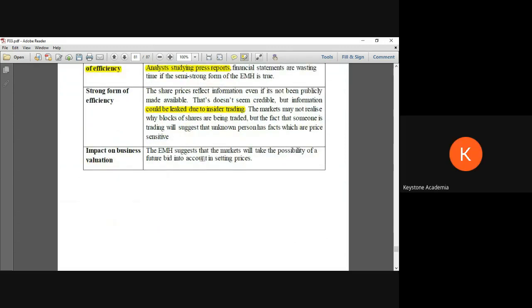Then the impact on business valuation also. The valuation will change. If the share price goes up or goes down, it will definitely affect the business.